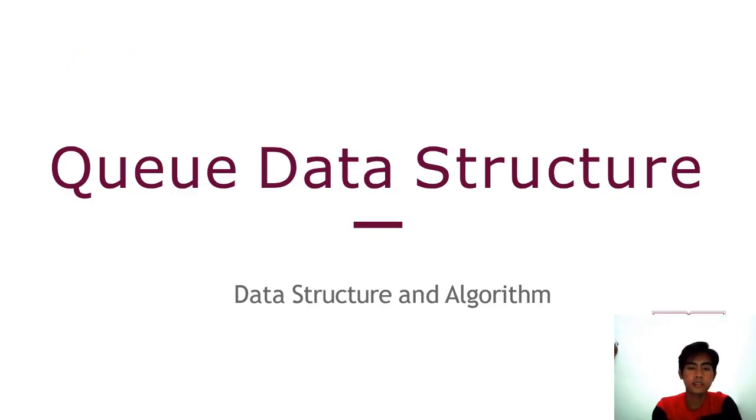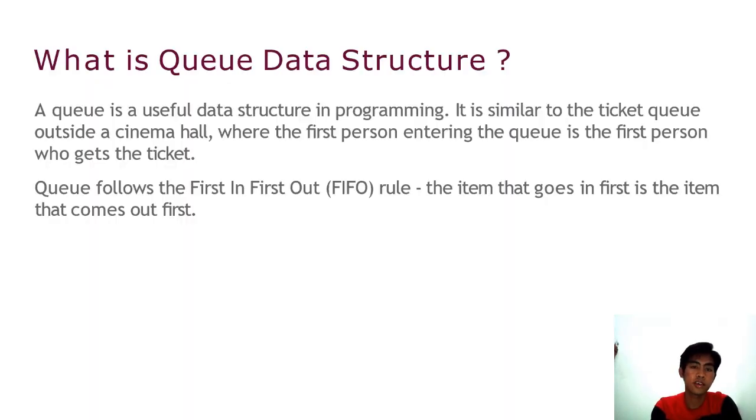Queue data structure. What is a queue data structure? A queue is a useful data structure in programming. It is similar to the ticket queue outside a cinema hall, where the first person entering the queue is the first person who gets the ticket.